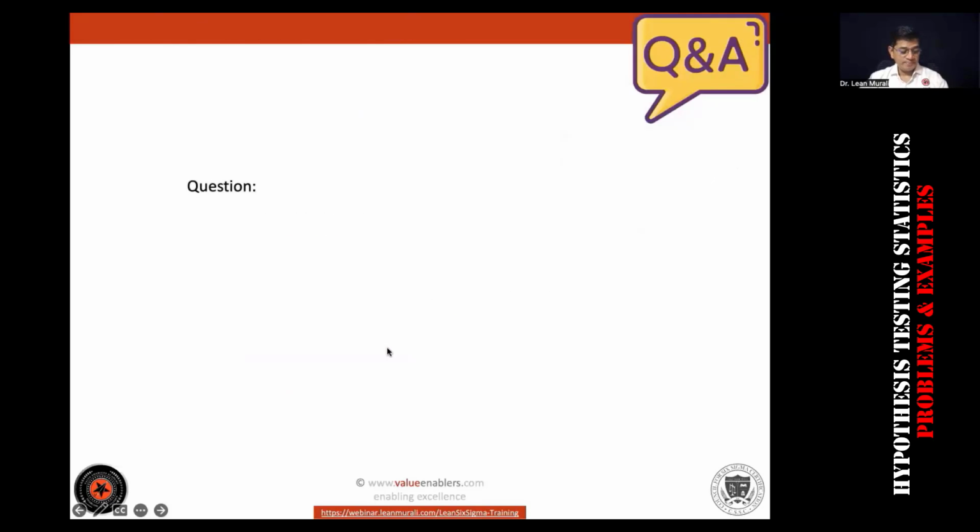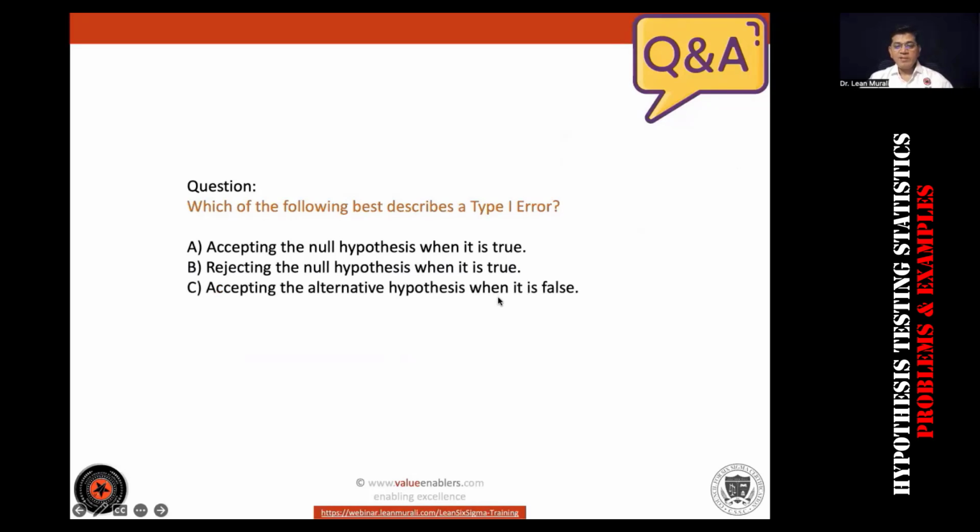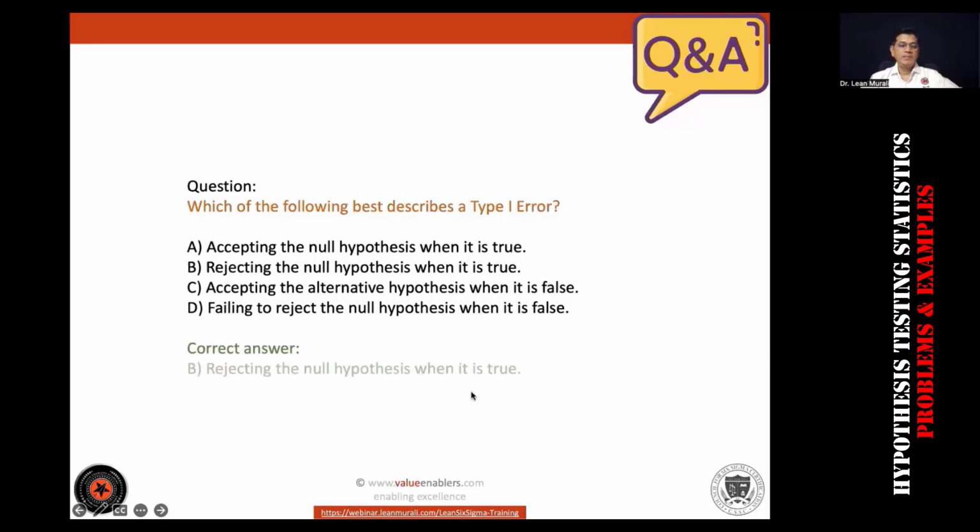Okay, so the question is, which of the following best describes the type 1 error? Accepting the null hypothesis when it's true, rejecting the null hypothesis when it's true, accepting the alternate hypothesis when it's false, or failing to reject the null hypothesis when it is false. I'm sure this is like a tongue twister, right? So please give your answer. Type 1 error is rejecting the null hypothesis when it's true. Familiarize yourself with this.